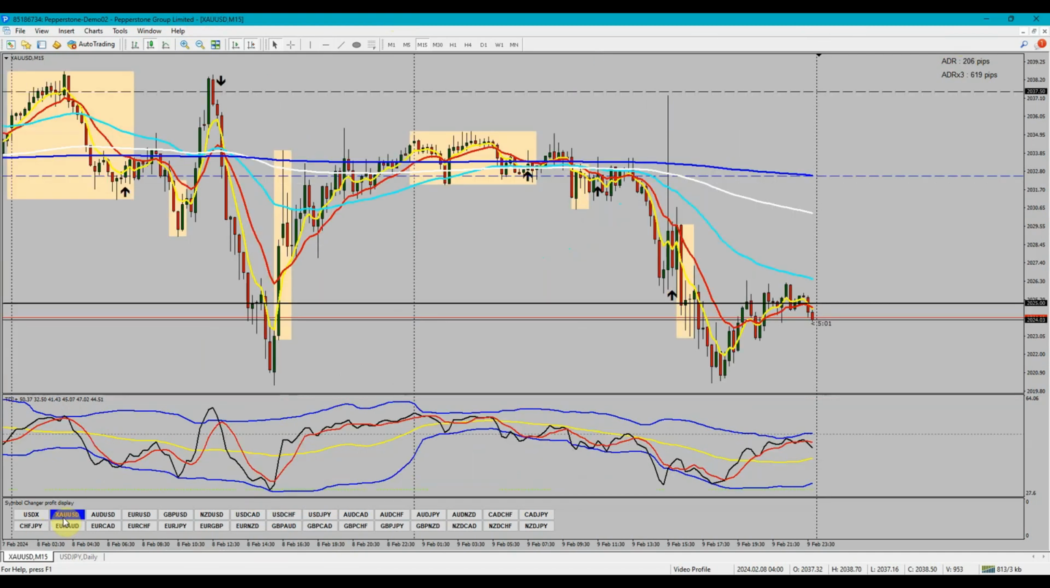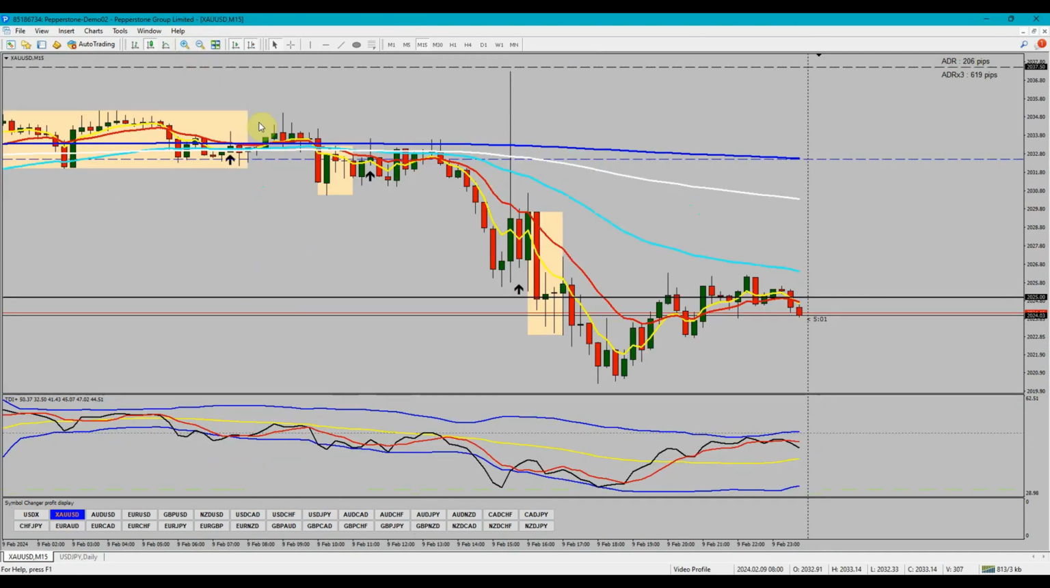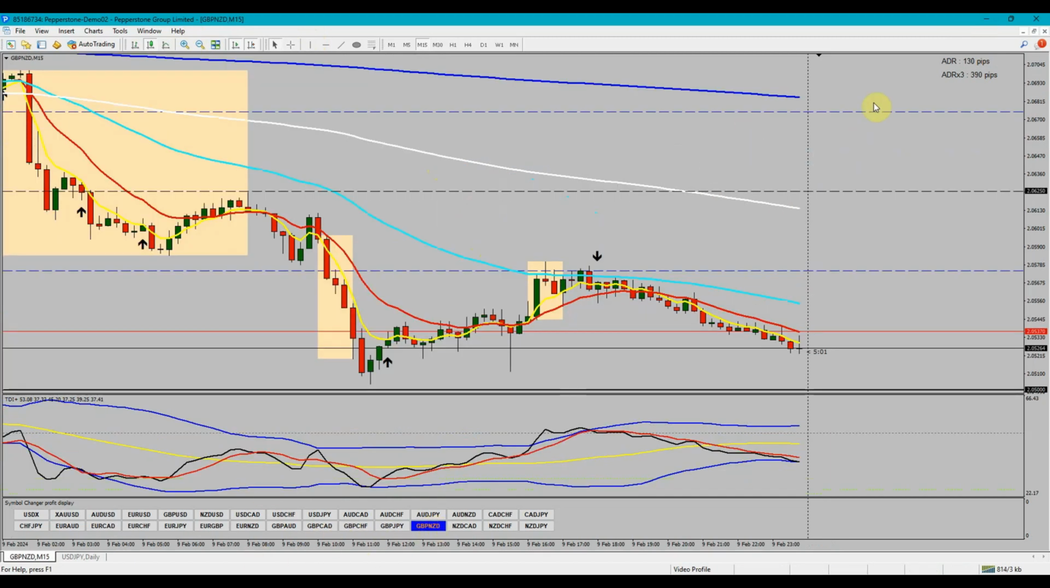On a pair like gold, if I am to trade gold, now this is not a setup, but I'm just saying, let's just say take gold when it closes below this 13 EMA right here, I know I can comfortably go for 30 to 50 pips on this particular pair because my ADR is 206. For example, let's look at pound New Zealand. My ADR is 130. So I know I can probably get about 15 to 20 pips on this pair.